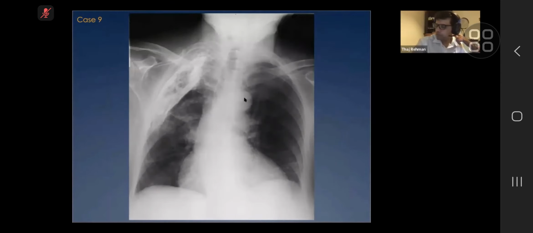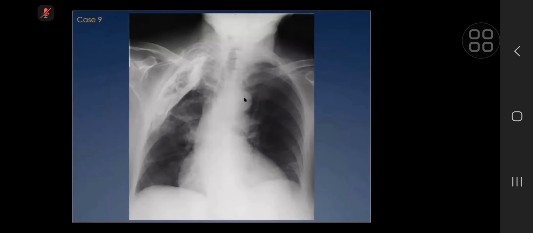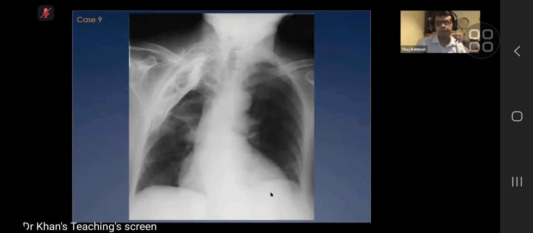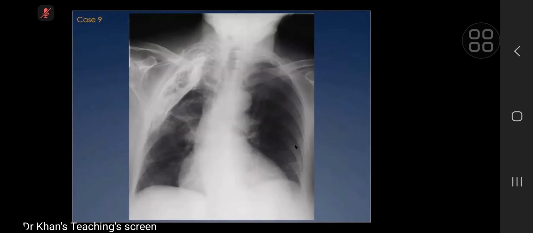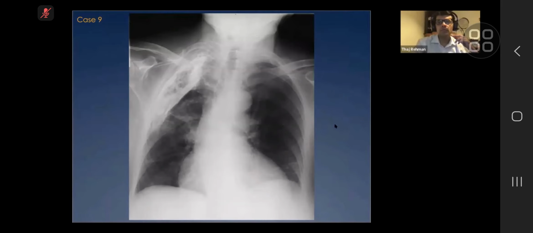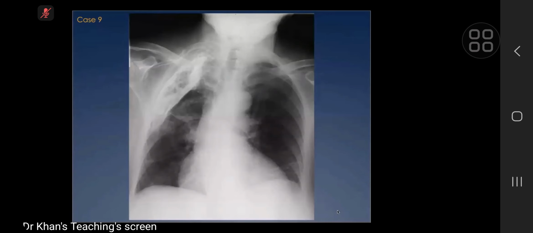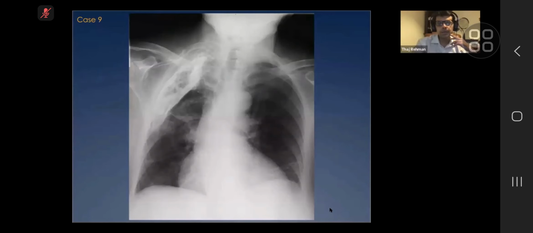So I can see a hyperdense, extremely hyperdense extrapulmonary or pleural-based opacity over the right upper zone. It looks like it's heavily calcified. I can see that the overlying chest wall is abnormal. I cannot see any other pleural plaques. So how would you put the diagnosis for this?